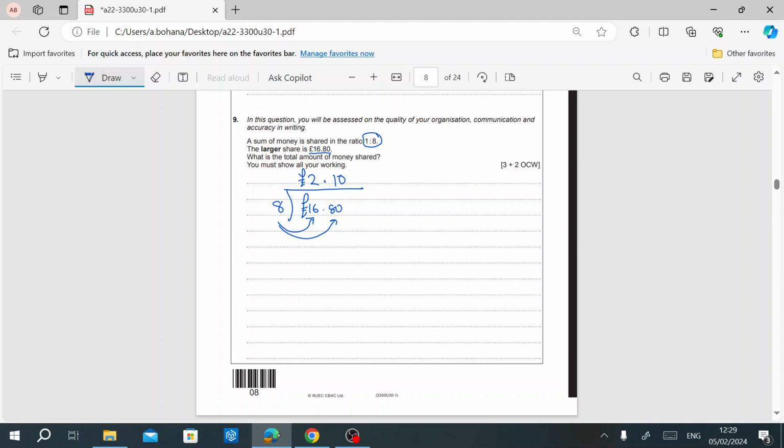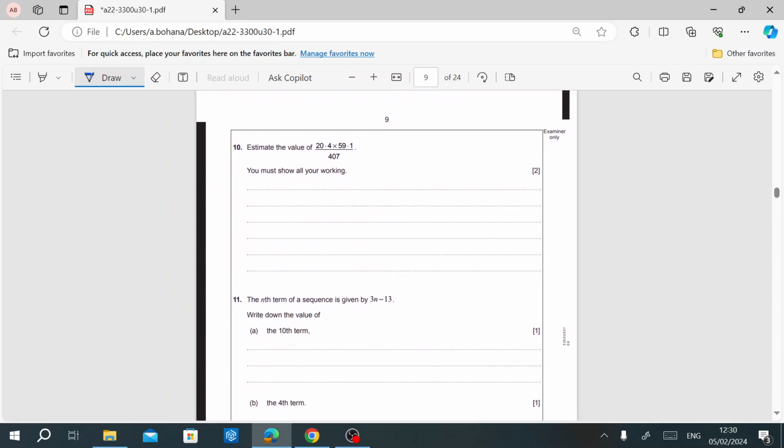So what we're now going to do is this. 1 share is equal to £2.10. So what they want is, we know the larger share is £16.80. So what is the total amount of money shared? We know that the 1 share is £2.10. If you now add that to £16.80, the answer is going to be £18.90. Okay?